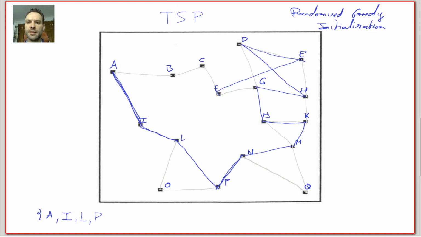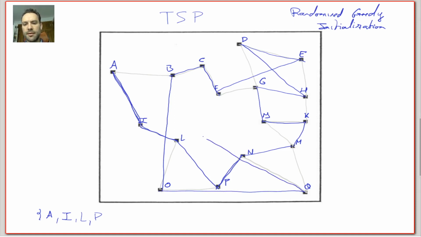Afterwards C, afterwards B, afterwards O. Finally, there is only one option, which is Q, and the way back to A. And the solution that we have produced is this one: P, N, M, P, J, G, H, D, E, F, C, B, O, and Q.